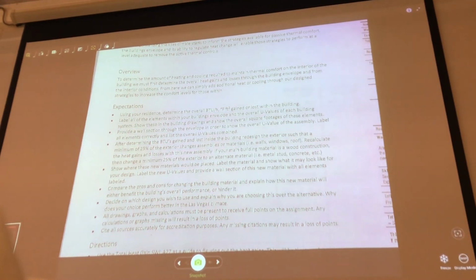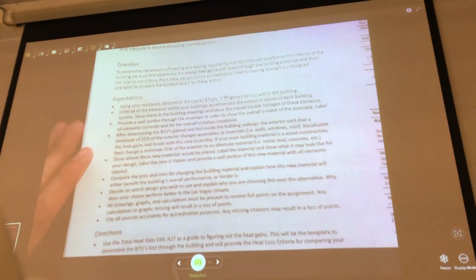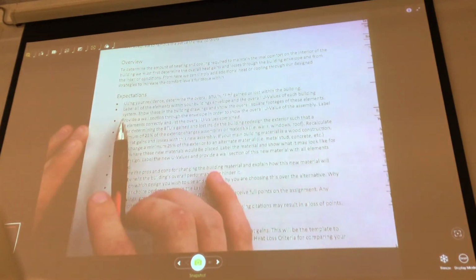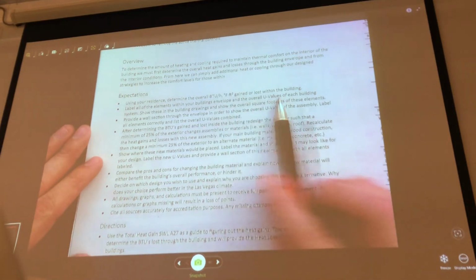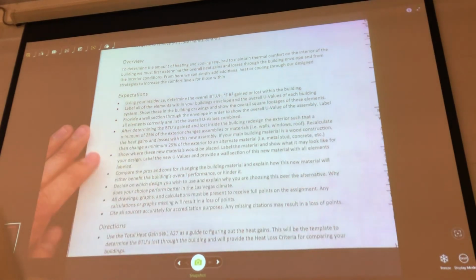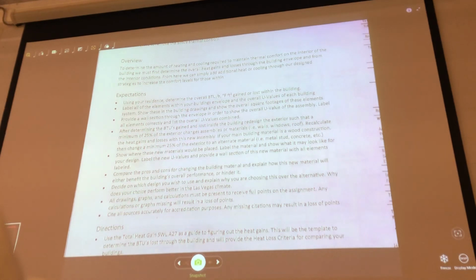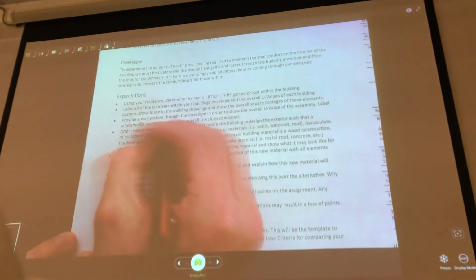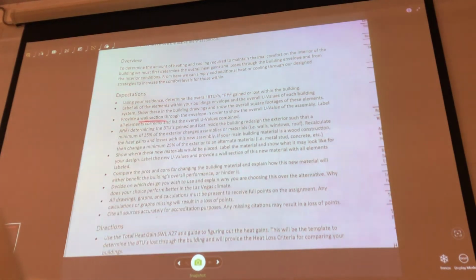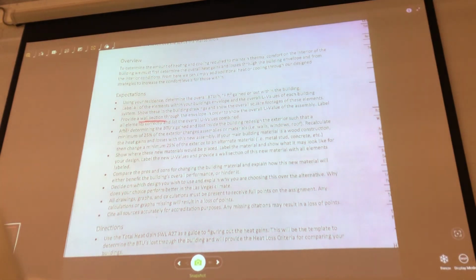One of the things we wanted to show is, let's see, where is that? Label all the elements within your building envelope and your overall U values of each building system. Show these in your drawings. Provide wall sections. Please provide wall sections, showing us what materials you have. Now, do these have to be complete? Do you have to have all the anchors and everything figured out? No. That's not what this class is focusing on.